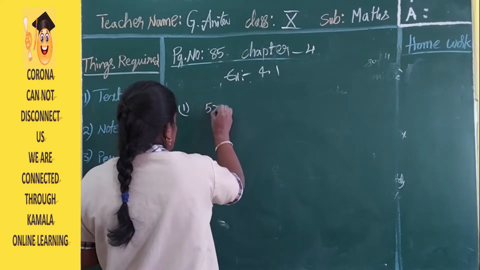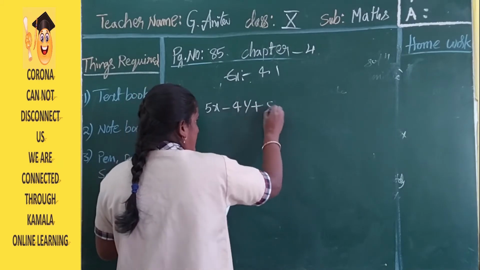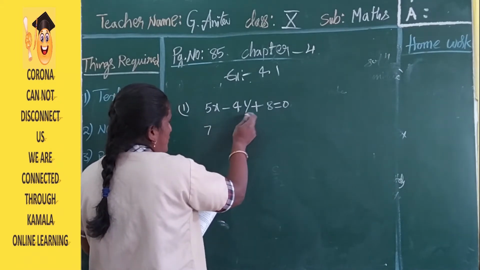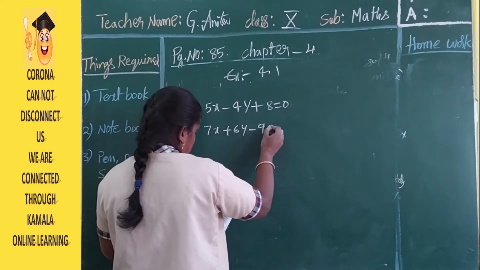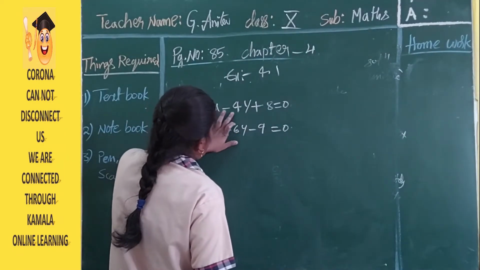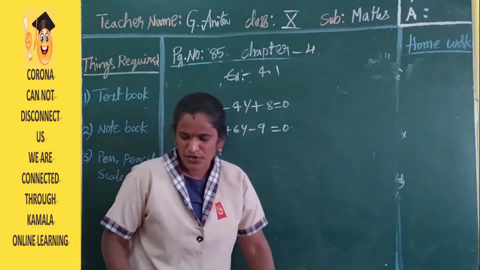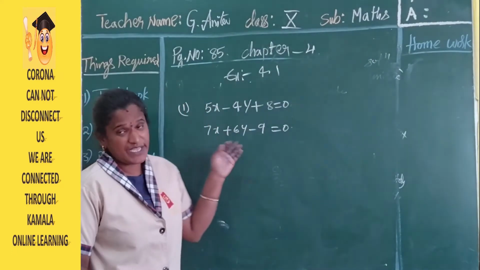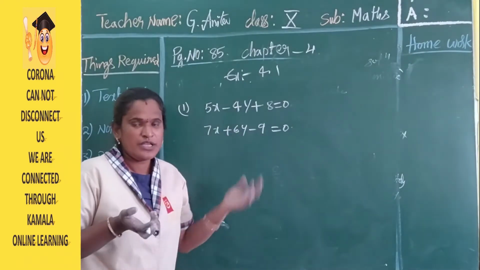Read the question properly. And before this problem, the table I explained on the board is most important. So 5x minus 4y plus 8 is equal to 0, and 7x plus 6y minus 9 is equal to 0. So they are given these equations. In this, you can observe what they are asking: what is the graphical representation, and whether the given system is consistent or not.